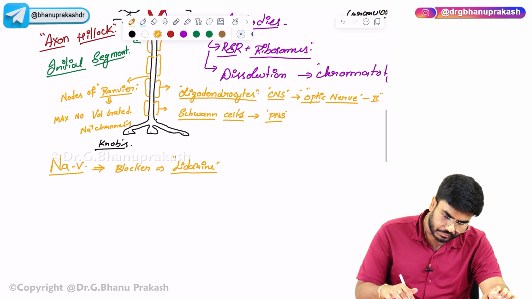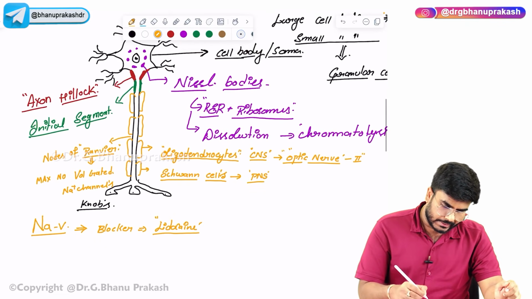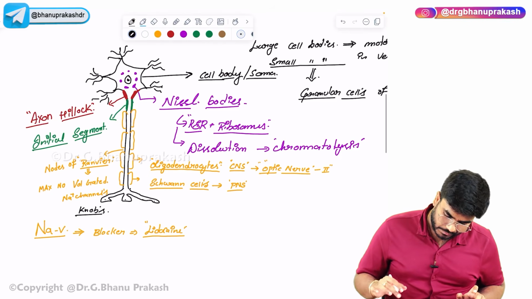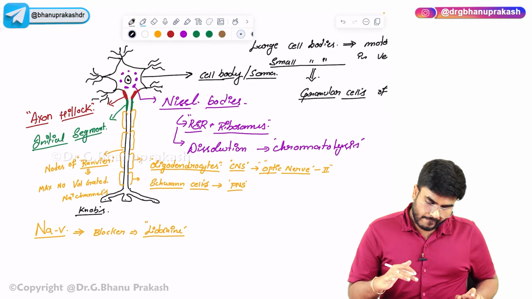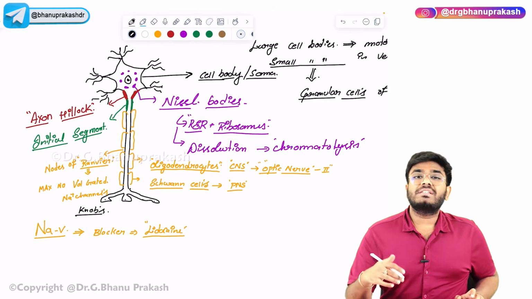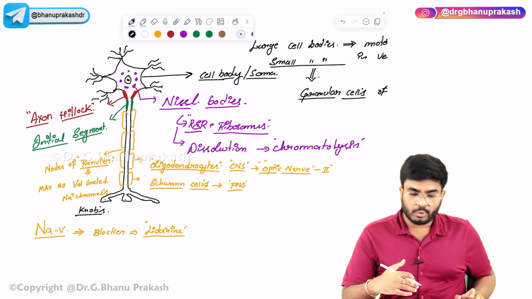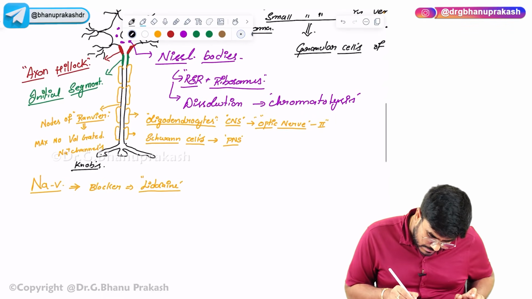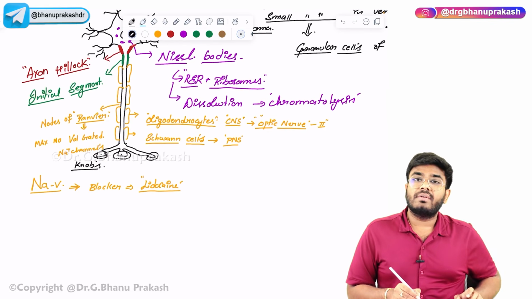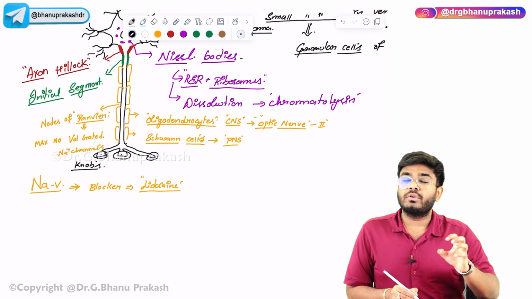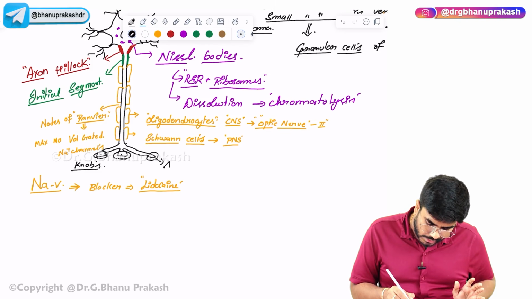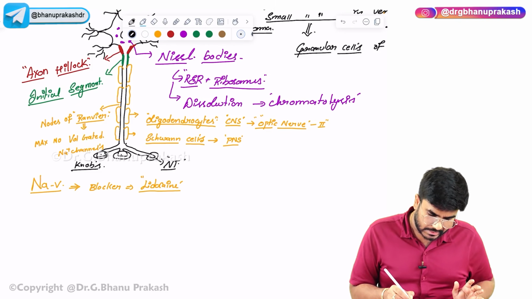Next, what I want you to know here is, this one neuron is going to form connections with other neurons with the help of its axon terminals. These axon terminals are the ones which are going to form synapses with the dendrites of other neurons. So this is the place where the neurotransmitters will be released.